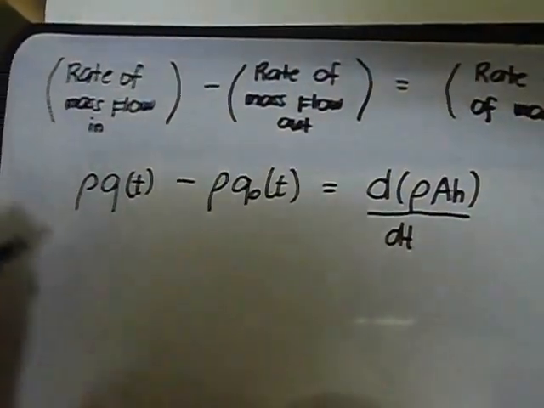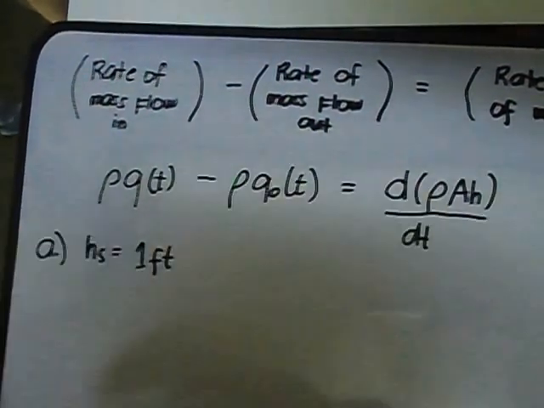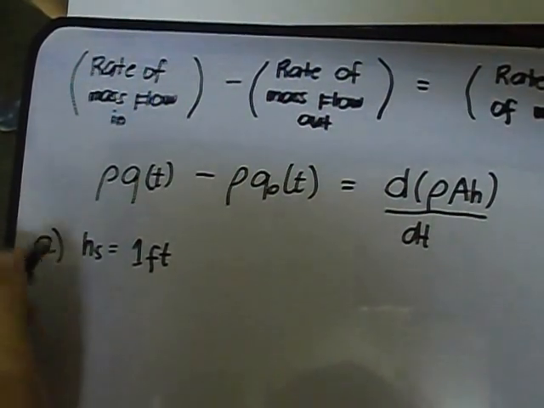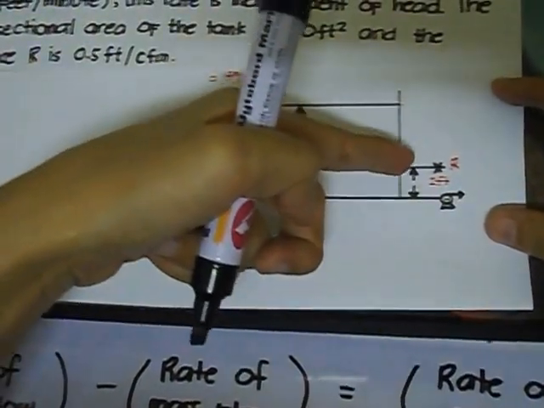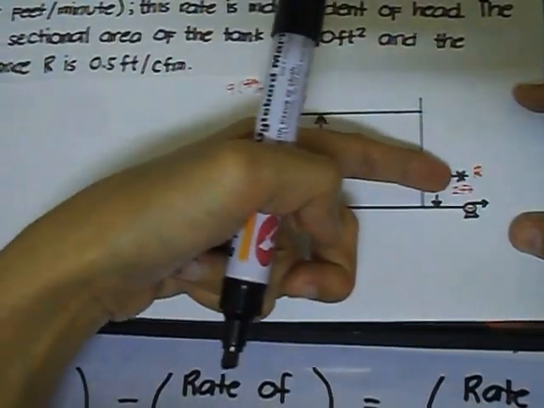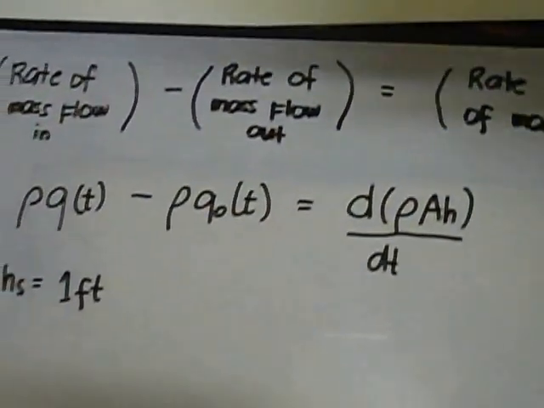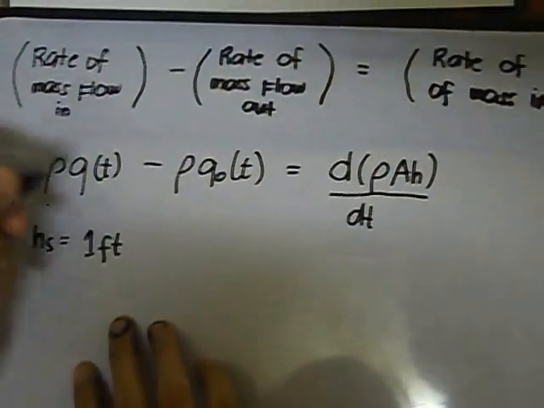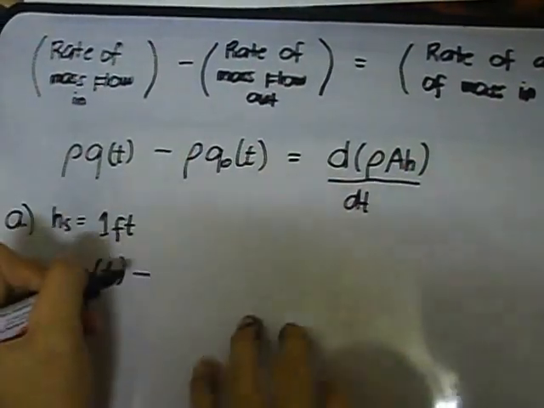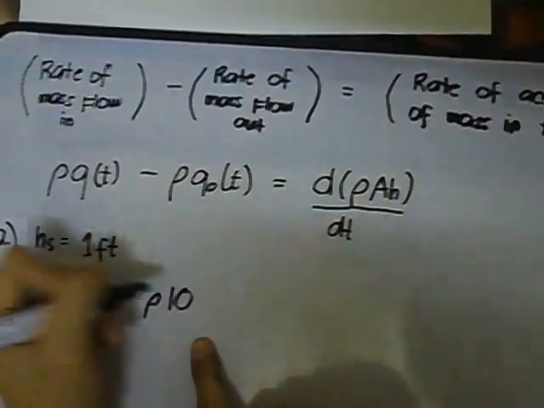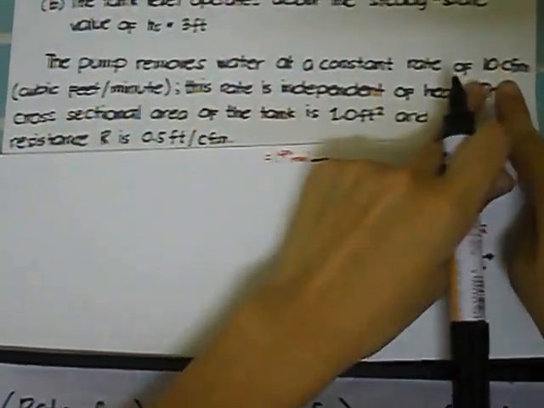Note nga, ang giingon sa letter A nga ang HS daw is equals to 1 feet. So, ang water ay tank level nga 1 feet, makita nato diri nga wala pa siya diri sa resistance, nga wala pa siya diri sa through resistance nga section. So, diri ara siya dapit diri nag-operate sa pump. So, ato ang makuan nga mahimo siya nga rho Q T minus rho times 10, which is given na siya diri nga pump removes water at a constant flow rate of 10 cubic feet per minute.